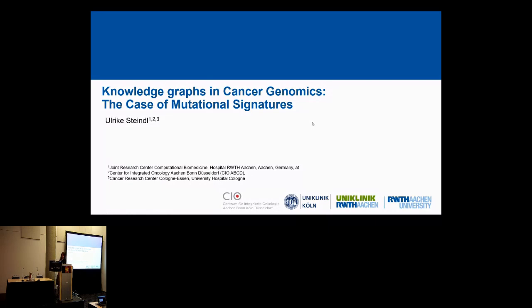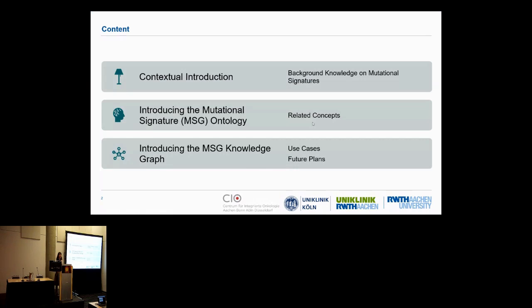I want to talk to you today about knowledge graphs in cancer genomics, and specifically about the case of mutational signatures. I'm affiliated to various university hospitals in North Rhine-Westphalia in Germany. We've just recently started this work on building an ontology for this particular space. So what you will see from me today is a contextual introduction with some background knowledge on mutational signatures. Then I will talk to you about how we conceptualize the semantic relations in this particular bit of ontology. And also we will show you a proof of concept for a knowledge graph that we're designing.